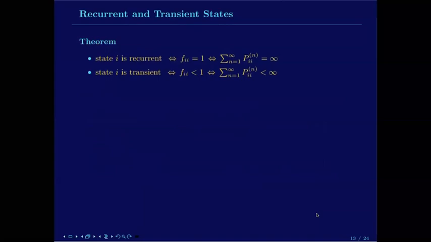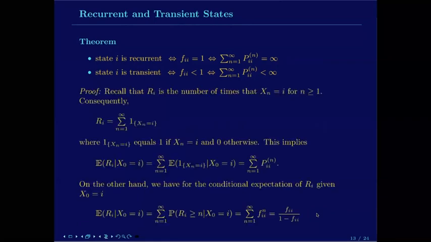So this theorem repeats the definition and gives another characterization, namely that the sum of the n-step transition probabilities, summed over all possible steps n, is either infinite in the recurrent situation, or finite in the transient situation. A proof of this fact is given here. Again, I don't want to go into detail as this is of secondary interest.